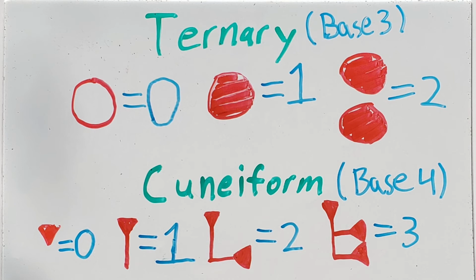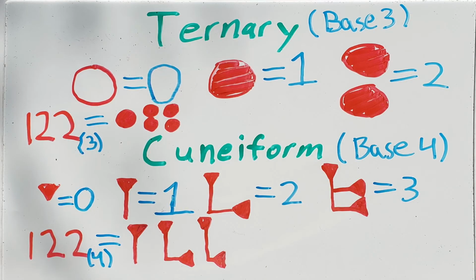Ternary symbols first. Remember that we are looking at columns and to start at 0. The non-filled-in circle represents a 0, a single filled-in circle represents a 1, and 2 filled circles stacked on top of each other represents a 2. On screen, you see the number 122, base 3, written out with the ternary symbols.